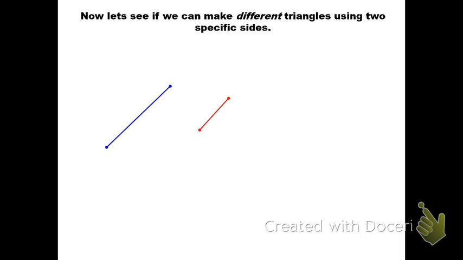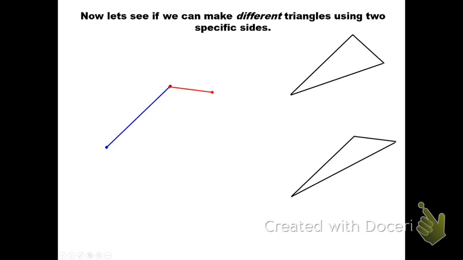Let's take 2 specific sides, the blue segment and the red segment. Let's see if we can make a triangle. Well, if we connect them, and then draw in a 3rd side, here's our triangle. Let's move it out of the way. Is there anything I can do without changing the length of these 2 segments and get a different looking triangle? Sure, once again we can rotate it, draw on the new side, and we get a different looking triangle.